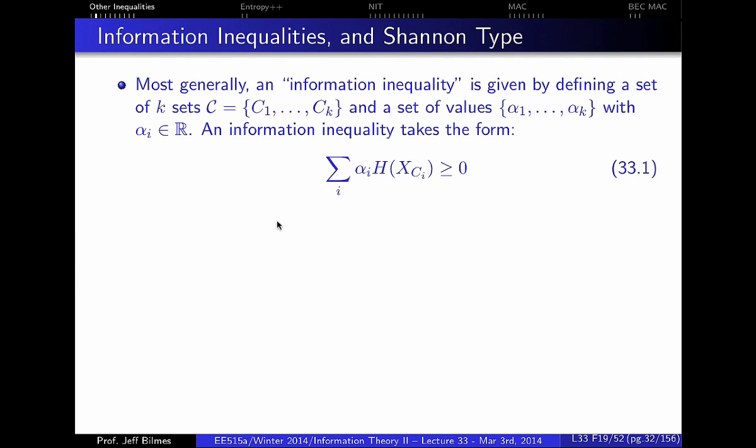So what we mean by information inequality, most generally, is the following. So we've got a set of these bundles, right, these C's, and we've got a set of values alpha 1 through alpha k. So let's say we've got k bundles and we've got k values of alpha, and alpha can be any real number. Right? So we're not saying necessarily that alpha is positive or alpha is non-negative. But we're just saying an information inequality takes this form. It's basically something that does this. It says, okay, well, when we take this weighted combination of these entropies for these bundles, it's greater than or equal to 0. So this is a very general thing. So any sort of inequality.